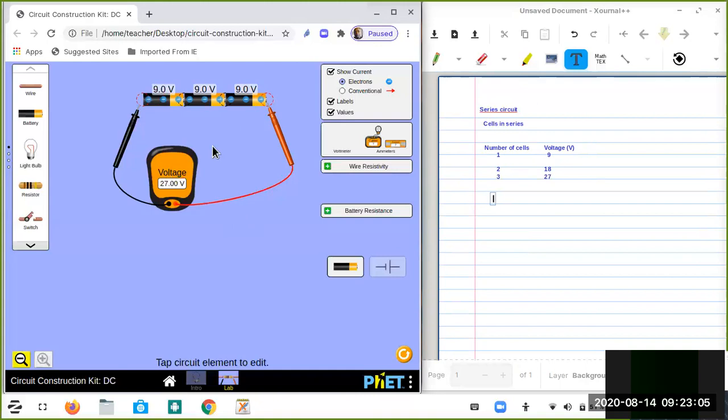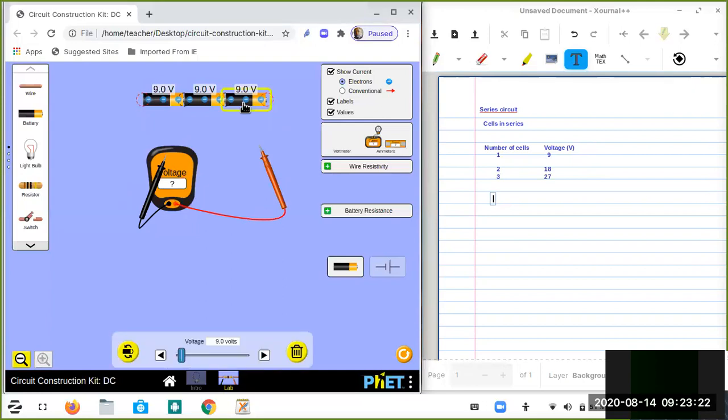Right. Now, let us look at another situation. For cells, we are done. Let us now find out what happens to the current. If we are having a series circuit, and the series circuit has components, what happens to current? Is it going to be the same throughout the circuit, or it's going to be different?